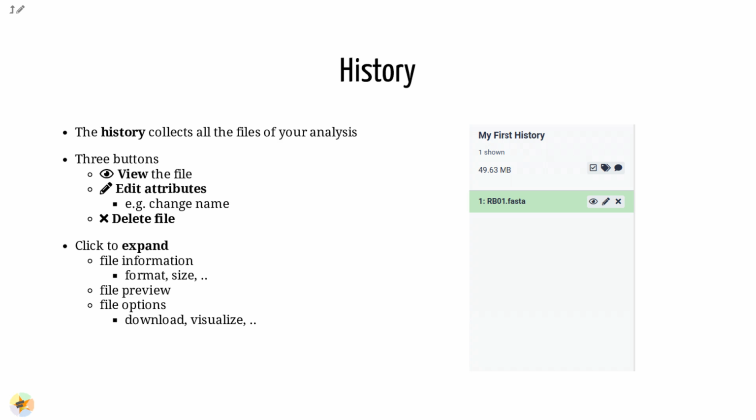There are three buttons on each dataset in your history. The eye icon lets you view the dataset. This will show up in the middle panel of Galaxy. The pencil icon allows you to edit the attributes of the file. For example, you can change the file name here. The cross icon lets you delete the dataset from your history. You can also click on the dataset to expand it. This will show more information and more options.